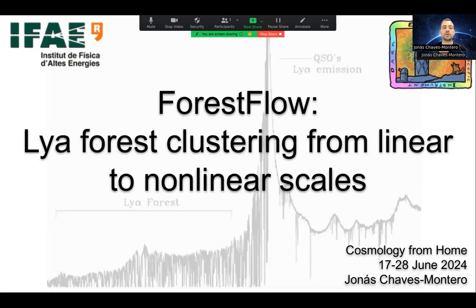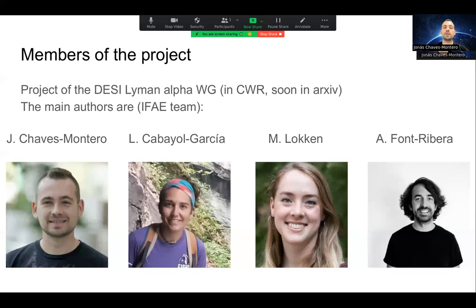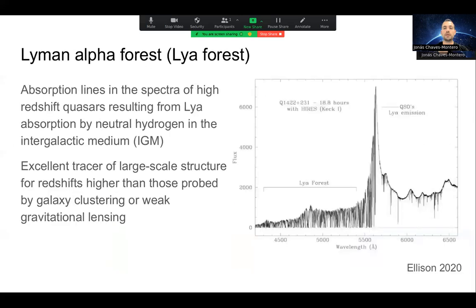I'm going to talk about ForestFlow, a new emulator of the Lyman-α forest that makes precise predictions from linear to highly nonlinear scales. This is a project of the DESI Lyman-α working group, and the main authors are myself, Laura Caballero Garcia, Martin Logan, and Lya Rivera. So let's start with a brief introduction.